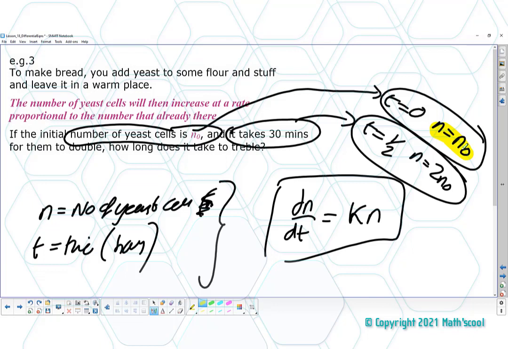Yeah, you did make N the subject. So when they tell you T is 0, N is N0, what you're doing is you're putting in N is N0. So that's going to be N0. Okay? Not zero, N0. Because if you start off with no yeast, you're not going to make a good bread here. You're going to make chapatis.